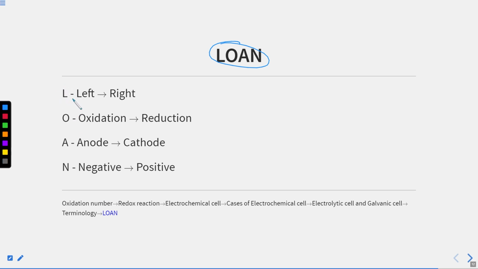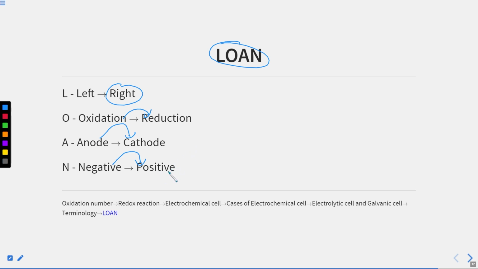The L represents that the reaction on the left is oxidation, and the anode is present on the left side, and the anode is negatively charged. So in a nutshell, L represents left, where on the left side we have oxidation and we have the anode, which is negatively charged. The opposite of this is also true. If we move to the right, then oxidation turns to reduction, anode turns to cathode, and negative turns to positive. So on the right side we will have reduction, and there will be the cathode, which is positively charged.